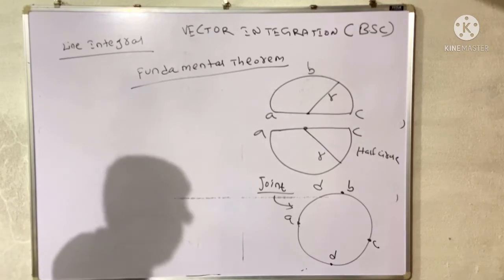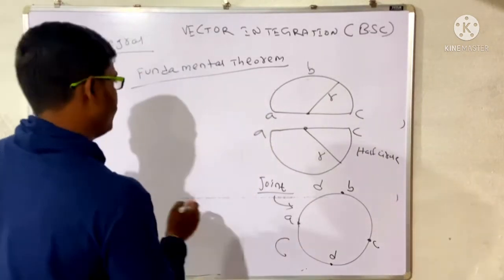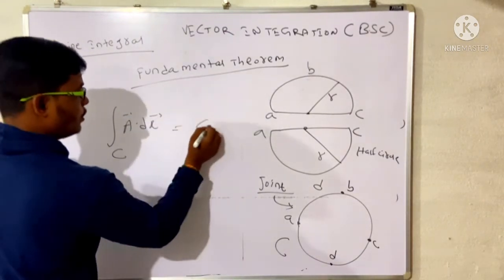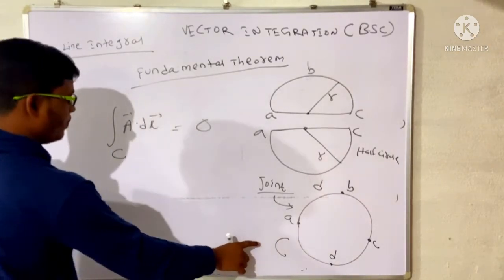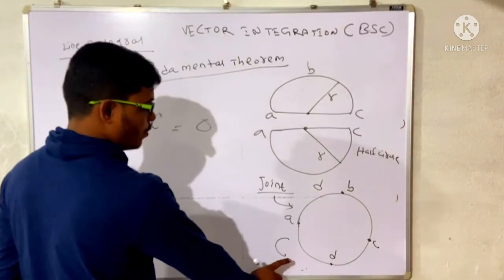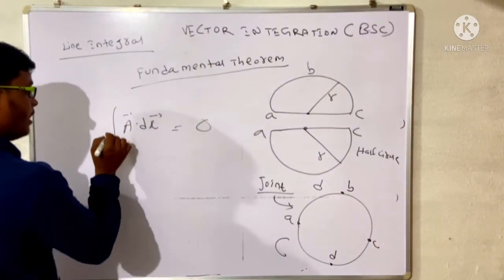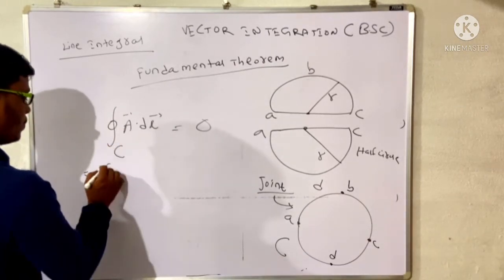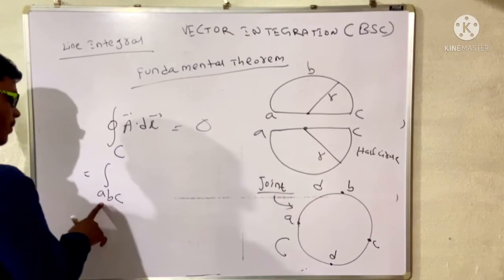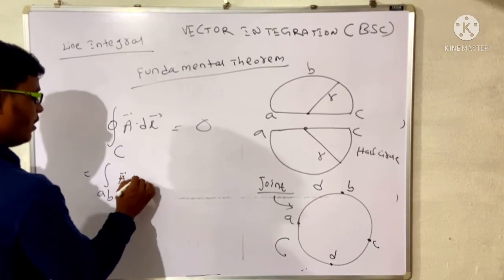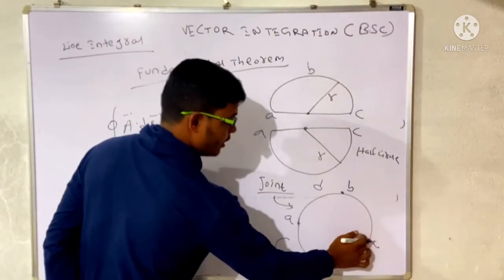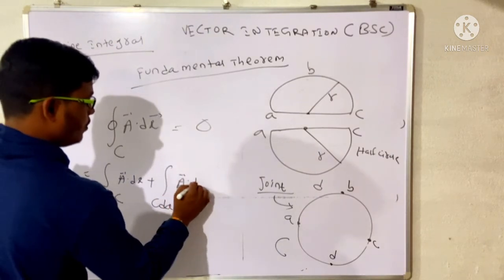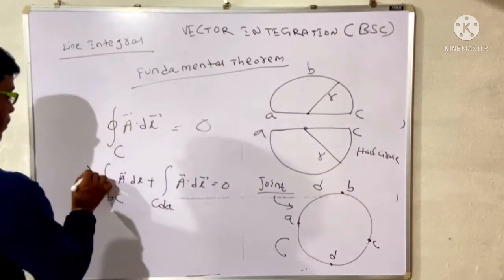So what happened in the path capital C? We know that the integral of A dot dl over C is 0 because the C path is closed. So this is the C path. This is capital C and it is a closed path, so the line integral is 0. We can break this closed path. How is this closed path formed? The integral over ABC of A dot dl plus the integral over CDA of A dot dl. So the sum is 0.